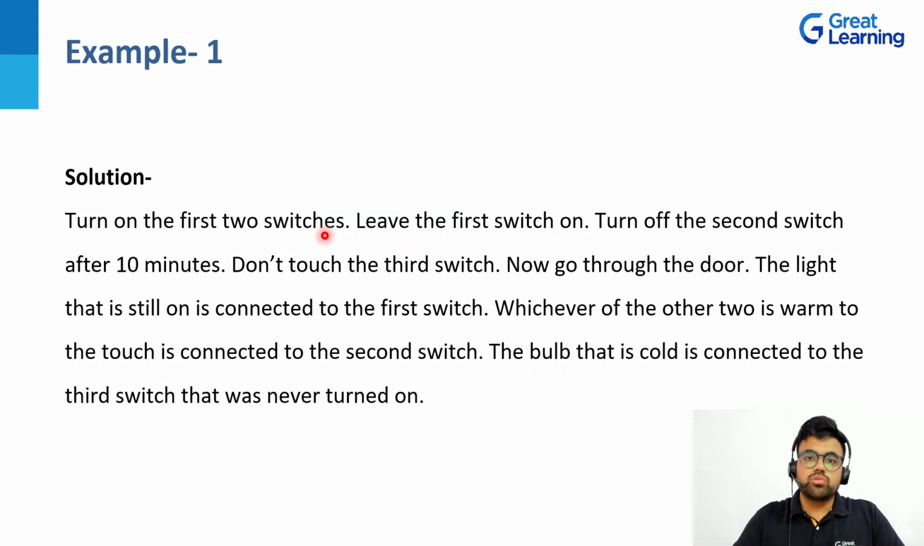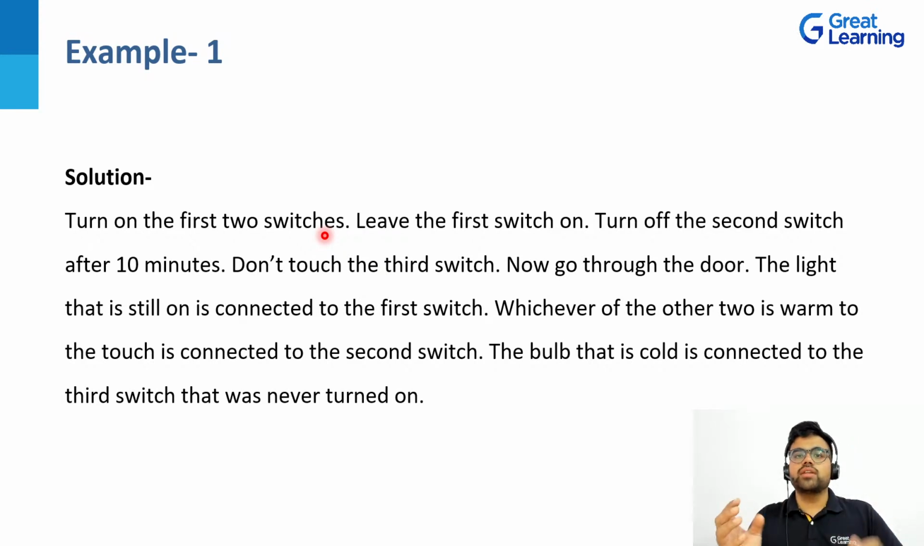So for the first switch, the light bulb would be on. For the second switch, the light bulb would be off. And for the third switch also, the bulb would be off. But what is the significant factor? When you touch the two bulbs that are not illuminated, the second and the third one, the one that is warm would be your switch number two, because that is the switch you turned on and off after 10 minutes.